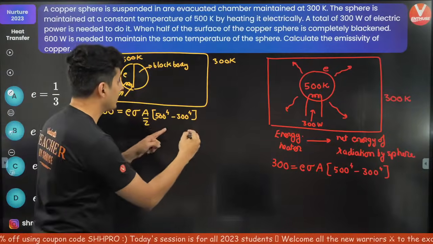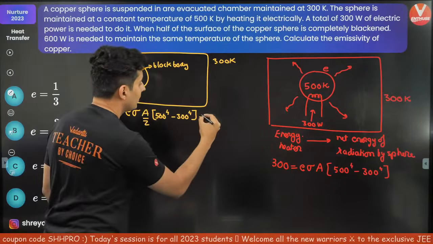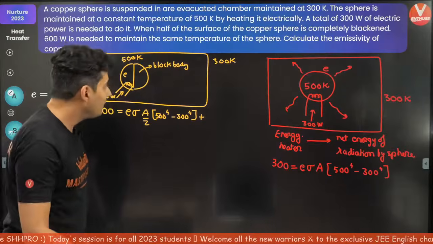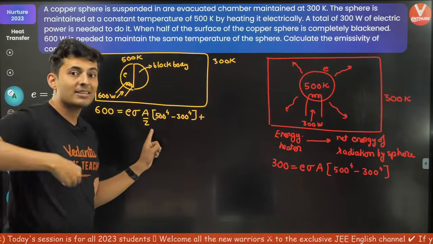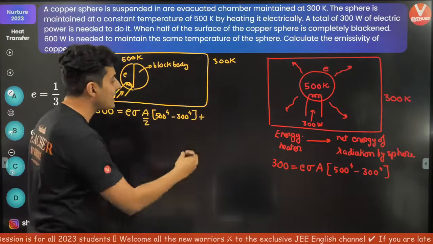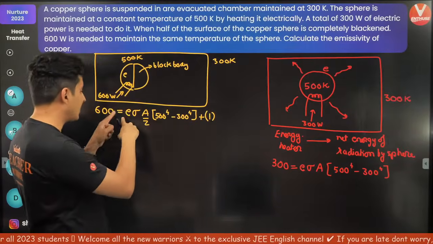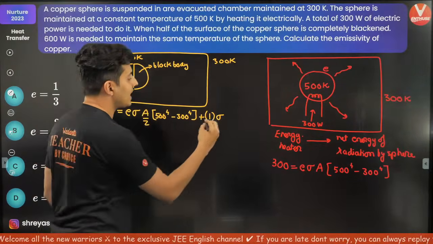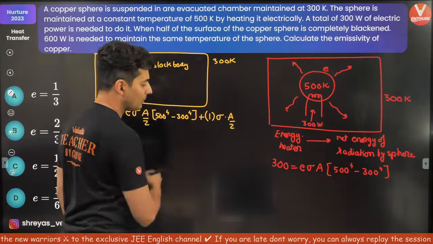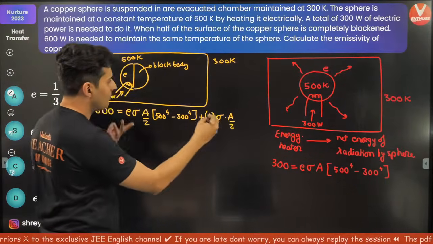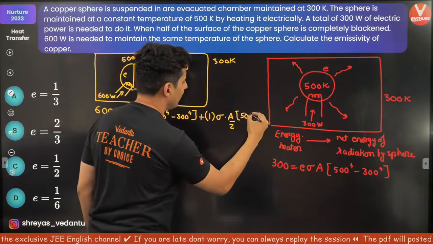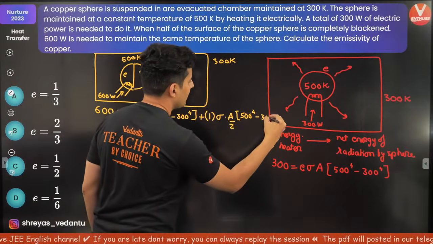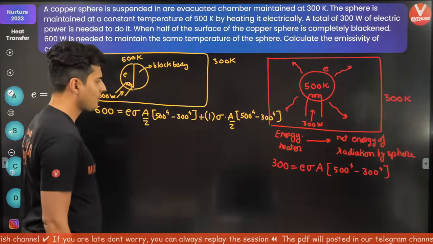Now the next thing, the remaining half will be emitting as a black body. For a black body, E is 1. This is the catch. E is 1, sigma is sigma. Area of the surface will be exactly half, so this will be A by 2. Again, the temperature is nothing but 500 raised to 4 minus again 300 raised to 4.